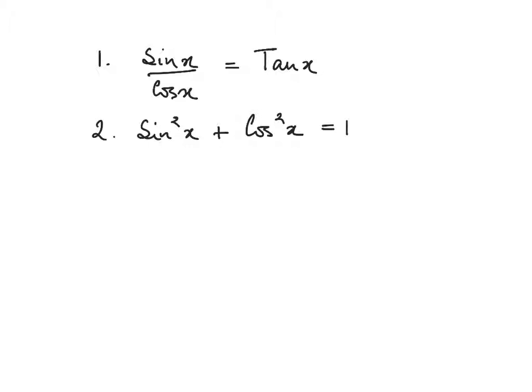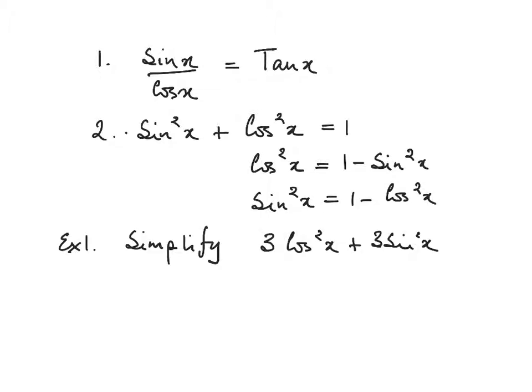If I subtract sin squared x from both sides, I can get cos squared x equals 1 minus sin squared x. And if I go back to this line here and subtract cos squared x from both sides, I get sin squared x equals 1 minus cos squared x.